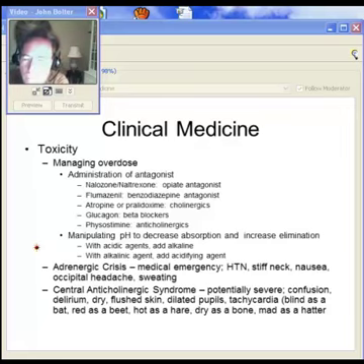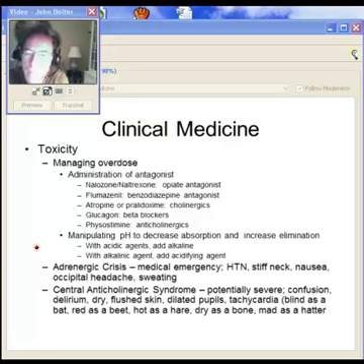Manipulating pH to decrease absorption and increase elimination with acidic agents. You add alkaline with an alkalinic agent. So this is when you're trying to manage an overdose, right? So if you have something that's acidic, you're going to want to give an alkaline, okay, to break up the absorption. And with an alkaline agent, you're going to add something to acidify it to keep the absorption down.